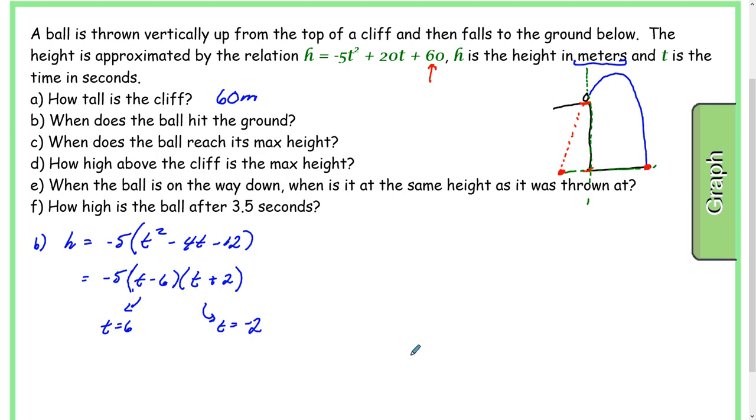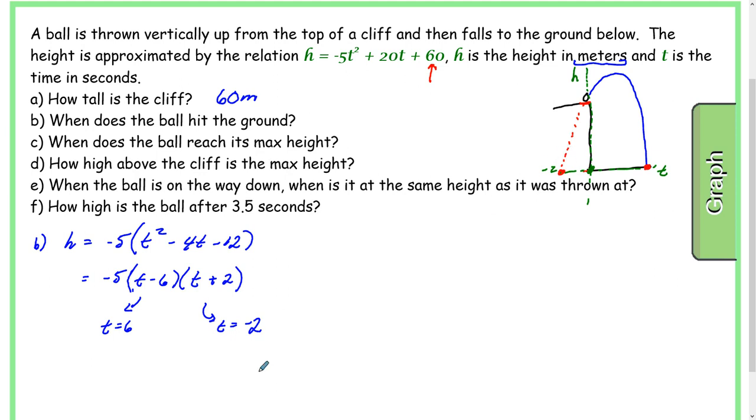Now, I said here that this one is not possible in the sense that we're never going to go backwards like this. Just by looking at this equation, we've got two variables, h and t, where h is height and t is time. So if this is my height here, then this is my time. And if this here is the 0 point, that means this would be -2. Well, you can't have a negative time. So this value here is inadmissible.